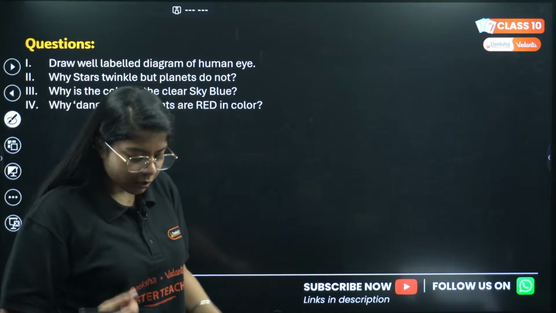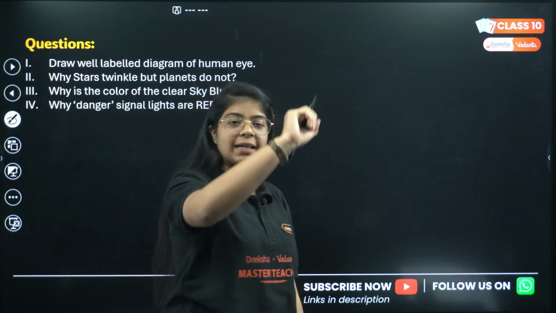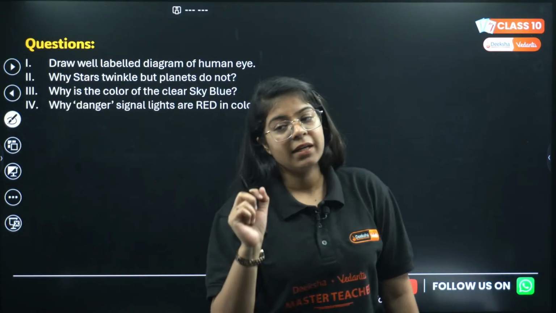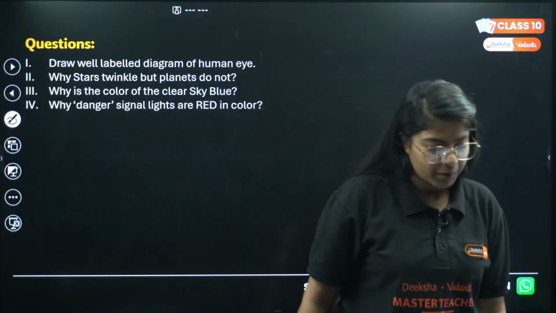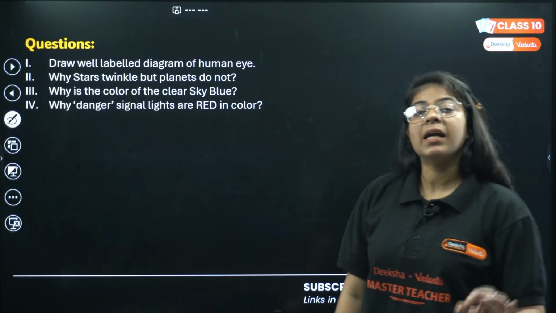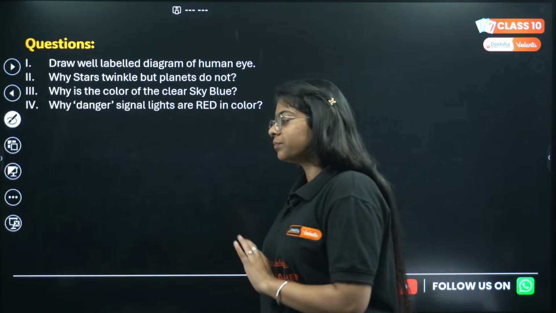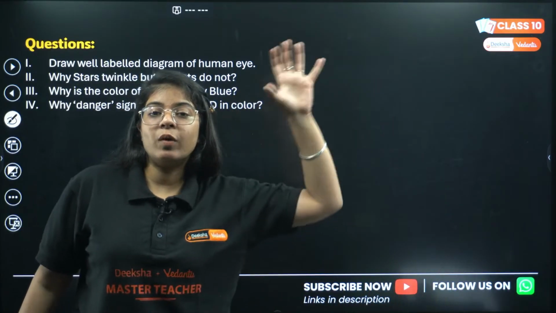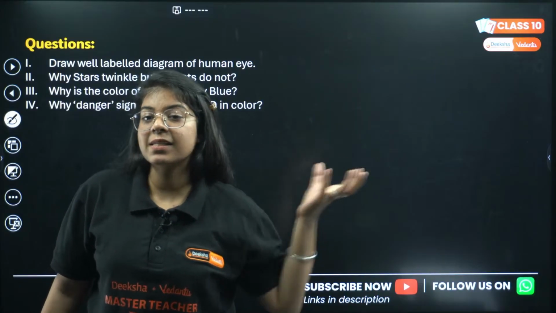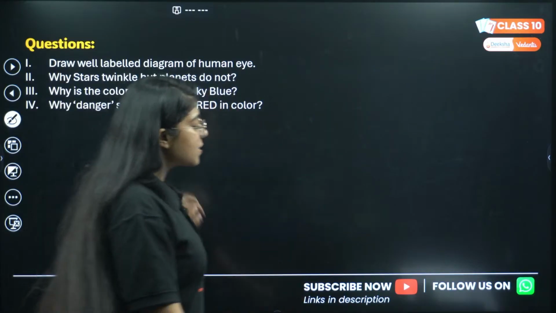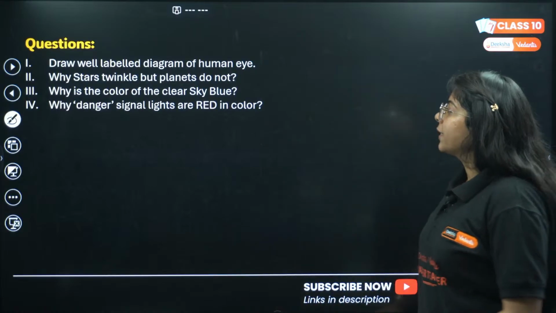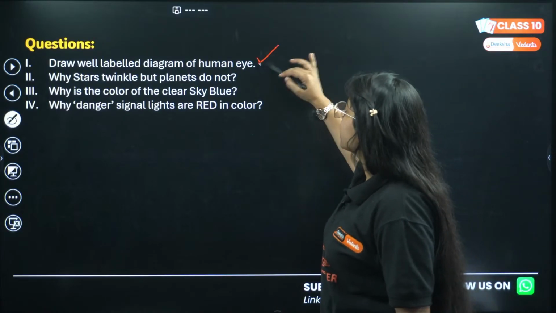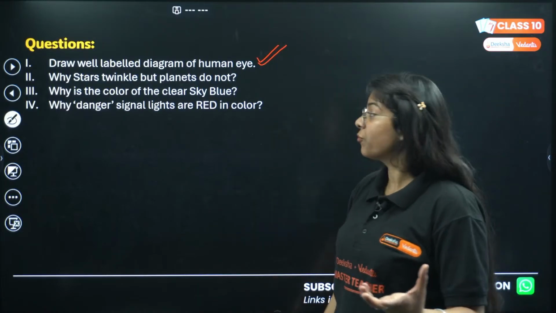It might not have that much weightage as light and electricity, but still it is a very, very, very important chapter that can really make a difference in your marks. It can decide whether you will be a topper or not. This is that kind of chapter. So these are some of the questions that you should take care of. First, obviously, practice drawing the diagram of the human eye.